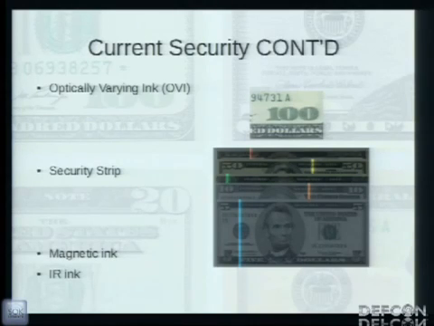Next is the security strip. This was added back in the minor 1992 redesign. This is a strip of polyester that's woven into the substrate of the bill, which is only visible in transmitted light. This security strip has the denomination printed on it to defend against attacks where someone would try to change the denomination of an existing bill. It also glows a specific color by denomination under a black light, which also aids in defense against this kind of attack, and is placed in a different position by denomination.